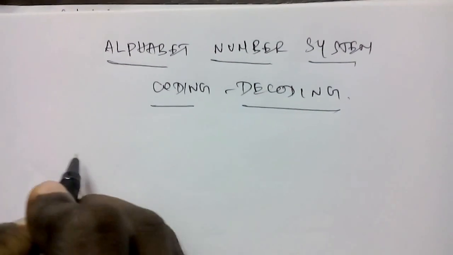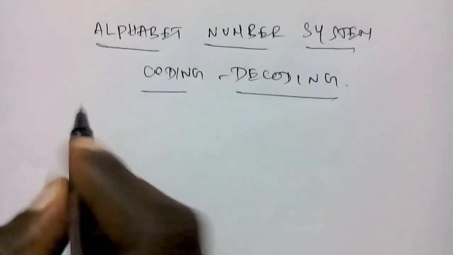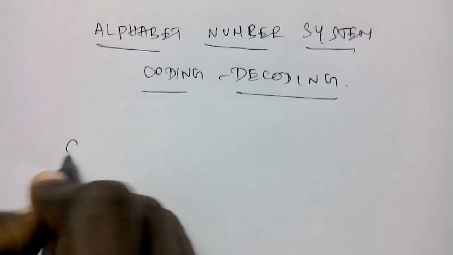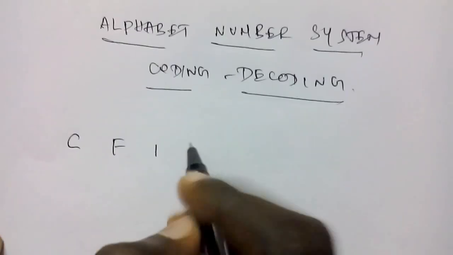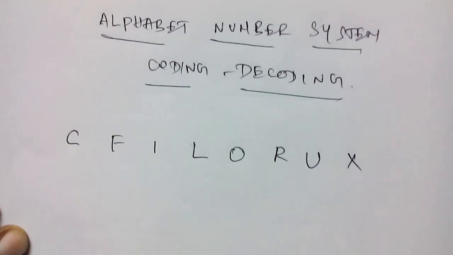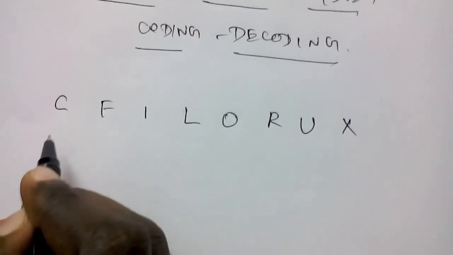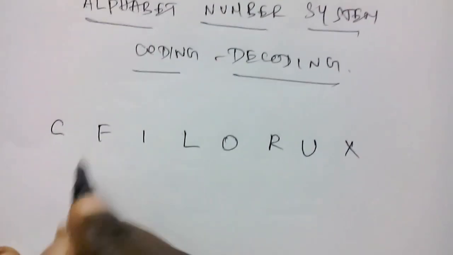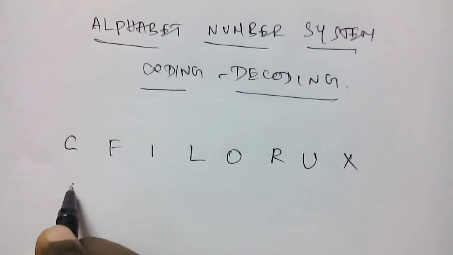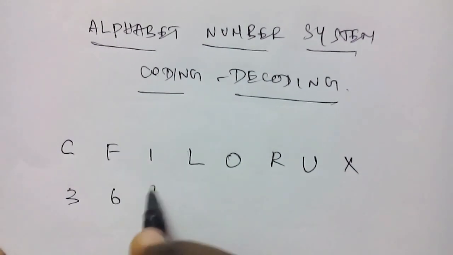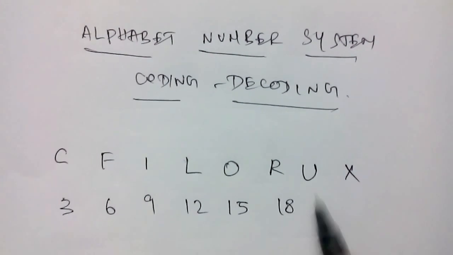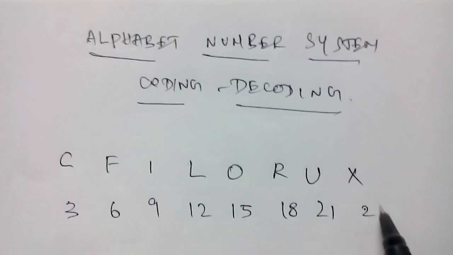Okay, that is CFI Lorex. Remember, it is CFI Lorex. It can be written as CFILORUX. Okay, so we already know the alphabet A to Z is 26 letters. So C stands as 3, F 6, I 9, L as 12, O as 15, R as 18, U as 21, X as 24. Okay.